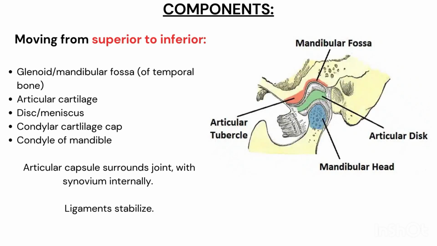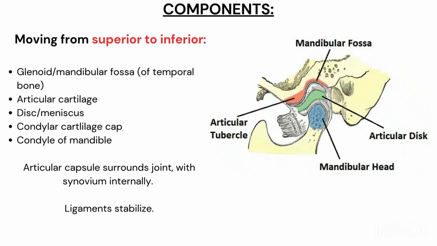Let's talk about the components of TMJ. As we go from superior to inferior, the most superior portion we can see in the diagram in orange color is the mandibular fossa, which is also called the glenoid fossa. This fossa is a part of the temporal bone.